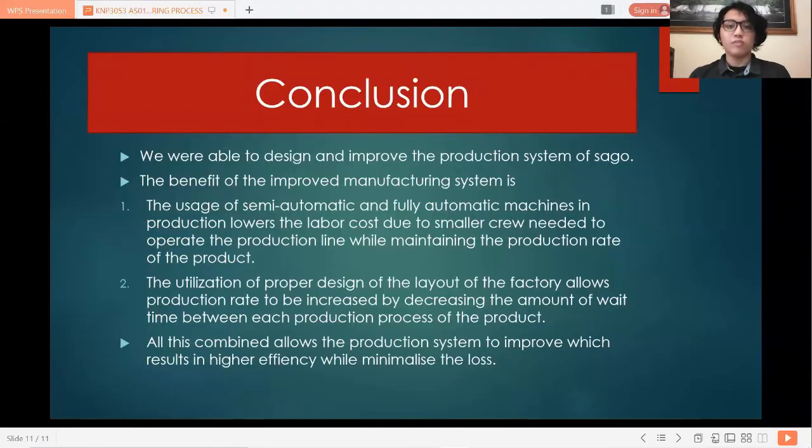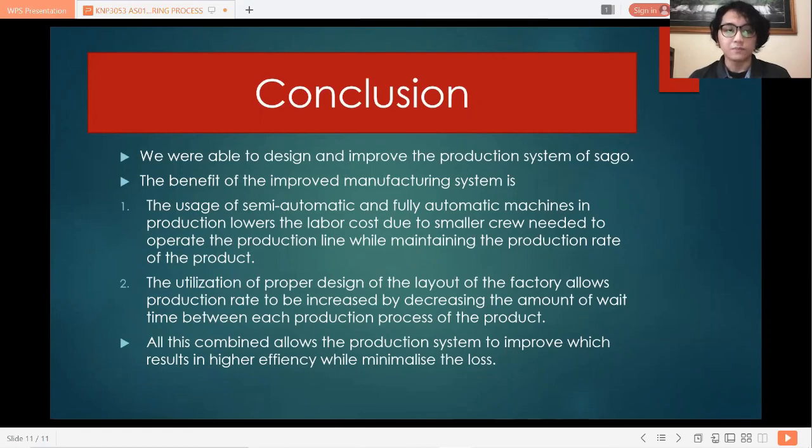Conclusion. We can conclude that by applying the knowledge learned from manufacturing systems, we were able to design and improve the production system of Sago. The benefit of the improved production system is that the usage of semi-automatic and fully automatic machines in the production lowers the labor cost due to the smaller crew needed to operate the production line while maintaining the production rate of the product.